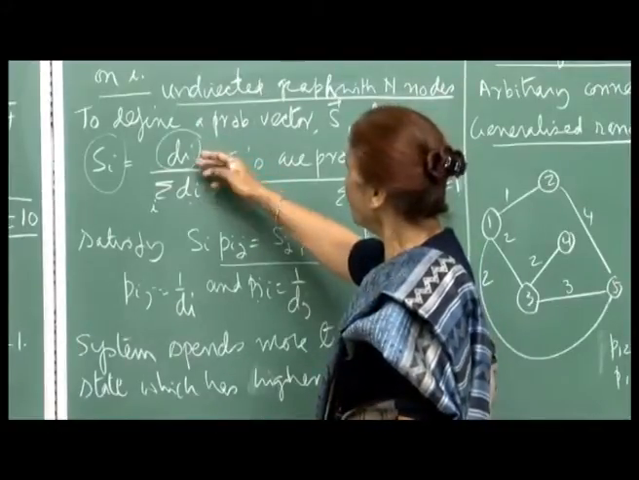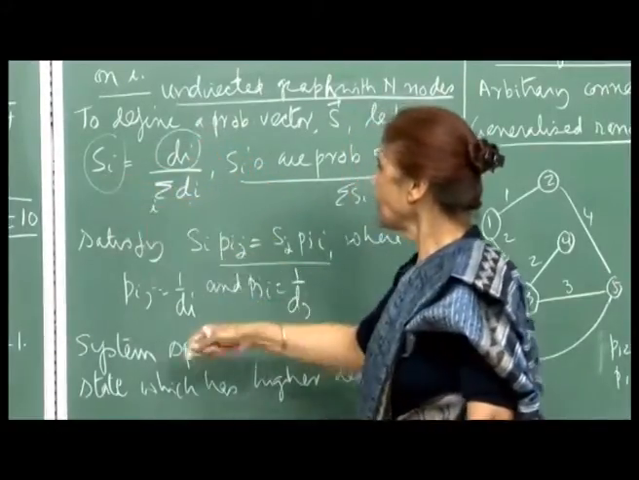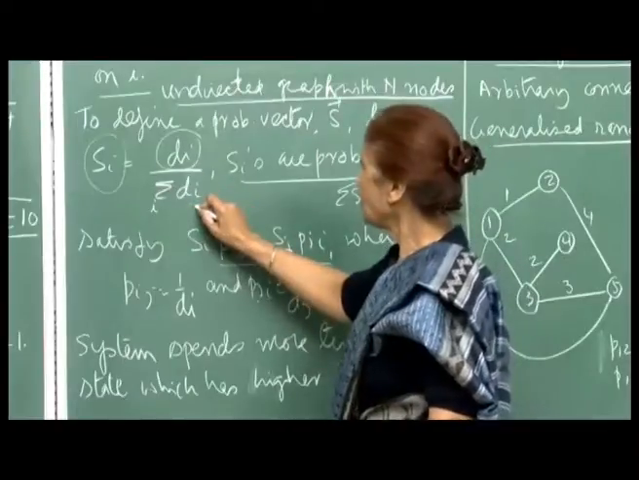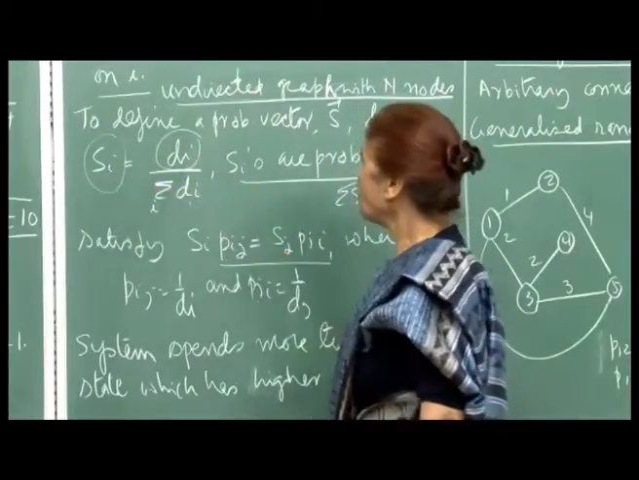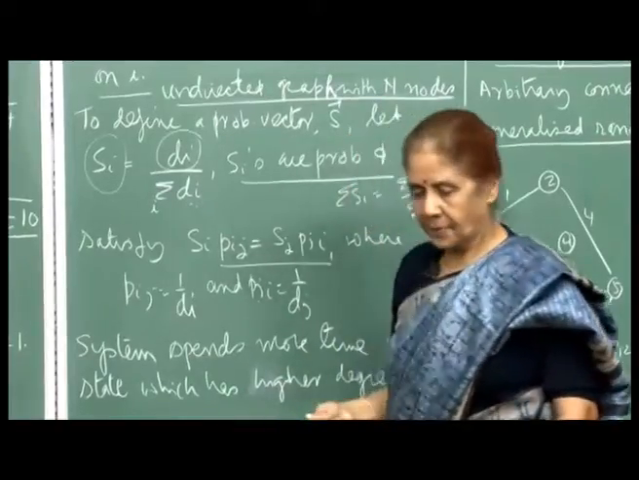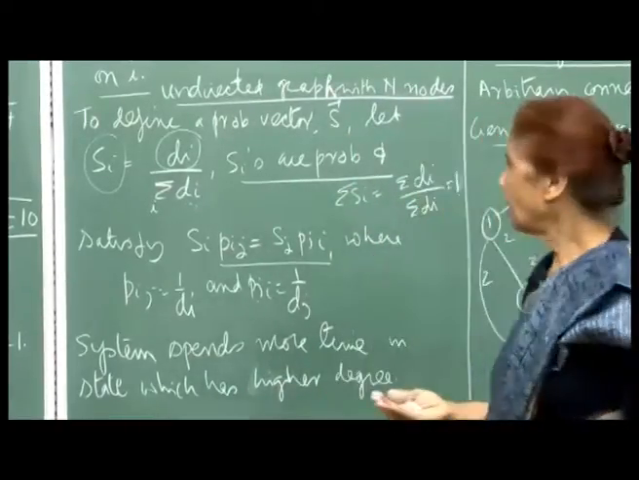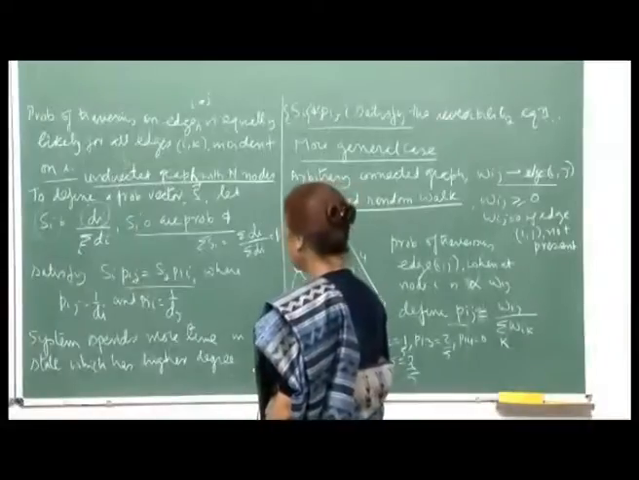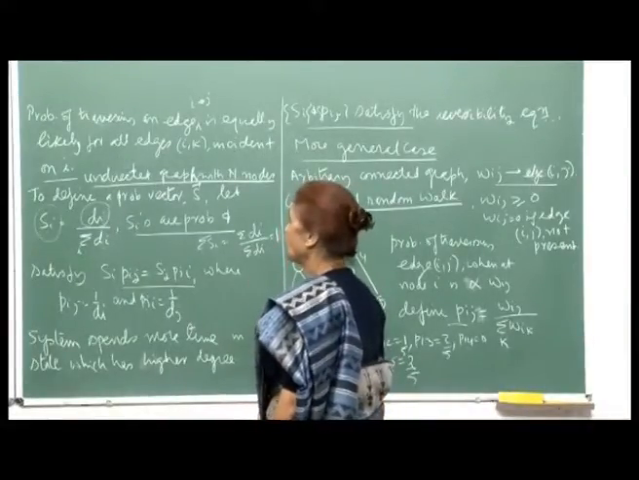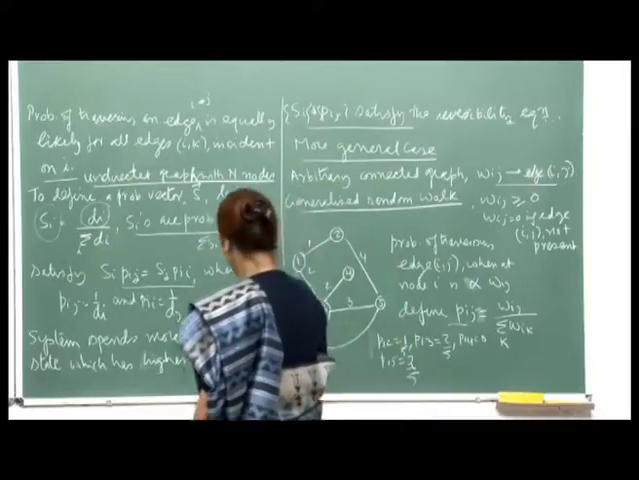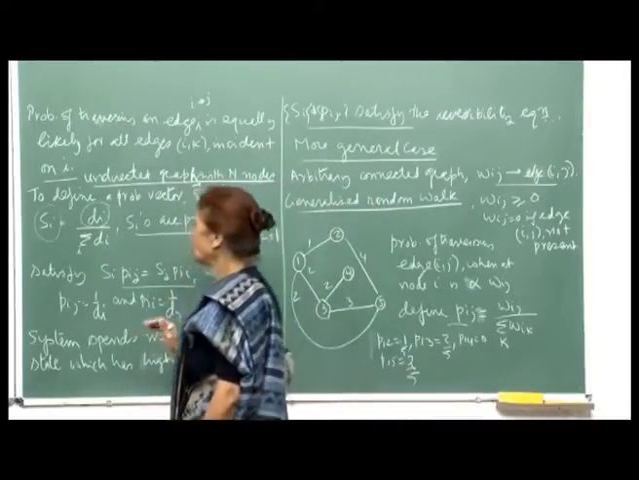So, the higher the di, the higher the value of SI, because the normalizing factor is the same. Therefore, the magnitude of SI gets determined by the magnitude of di, and so the system will spend more time in a state which has more edges incident on it. And of course, I should have spent a little more time on the analogy.